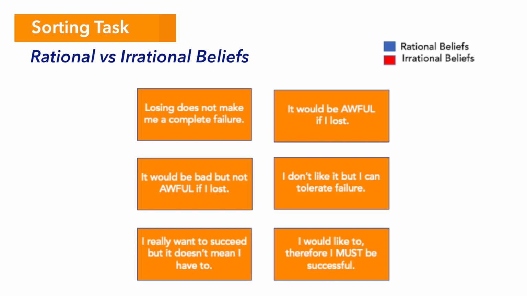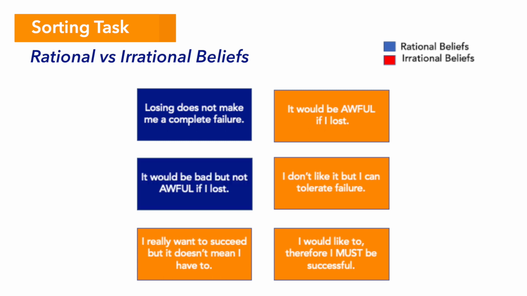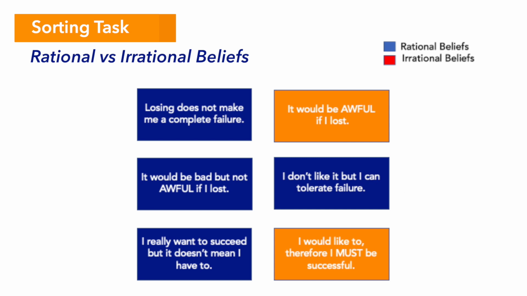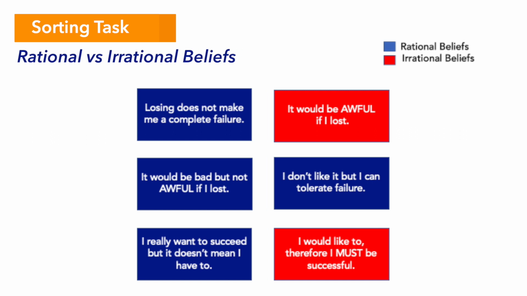So you can see here the rational beliefs are: losing does not make me a complete failure. It would be bad but not awful if I lost. I don't like it, but I can tolerate failure. I really want to succeed, but that doesn't mean I have to. And the irrational beliefs are: it would be awful if I lost. I would like to, therefore I must be successful.